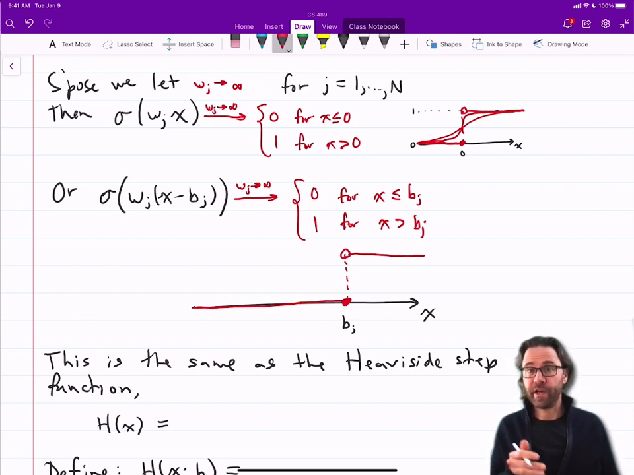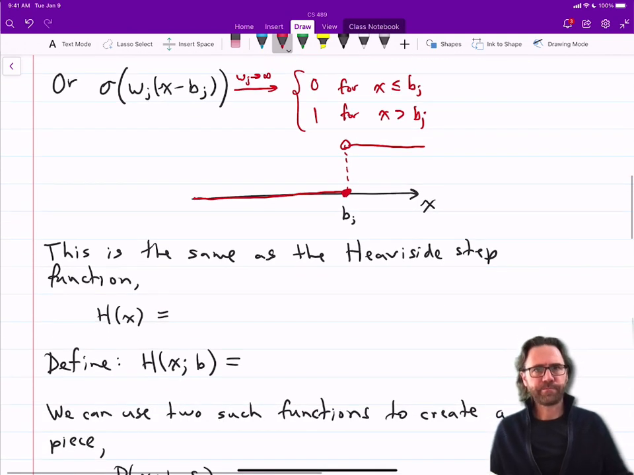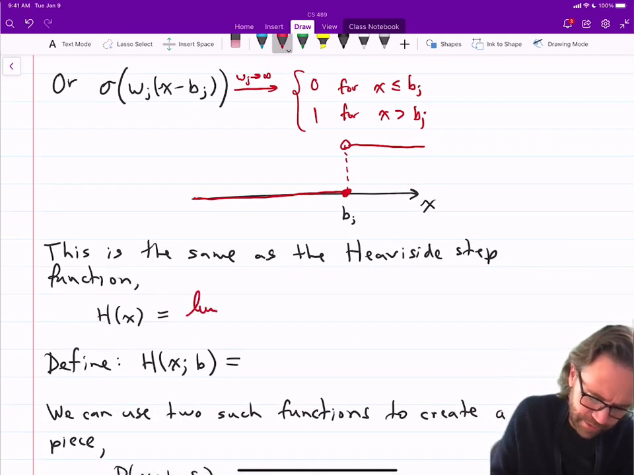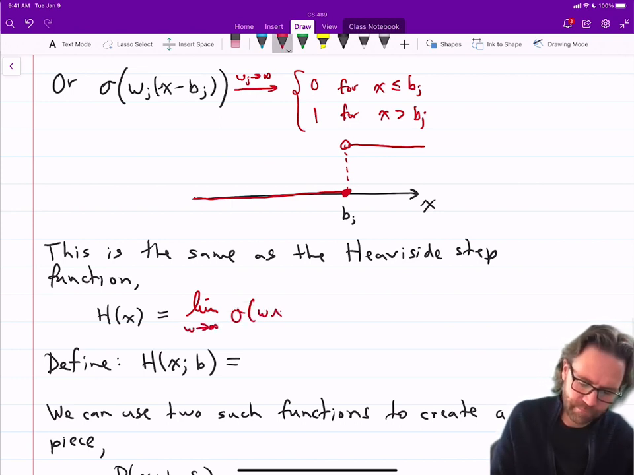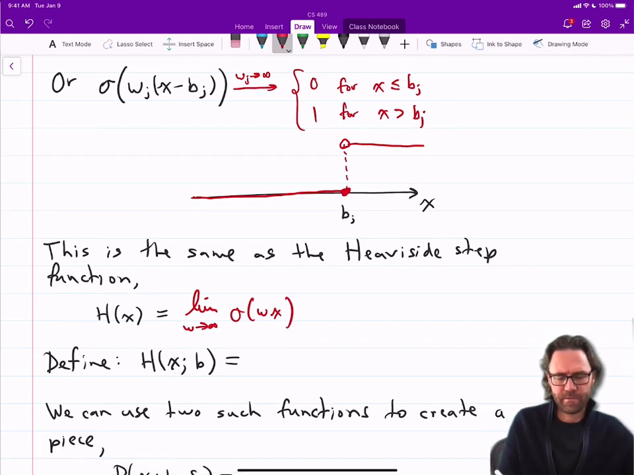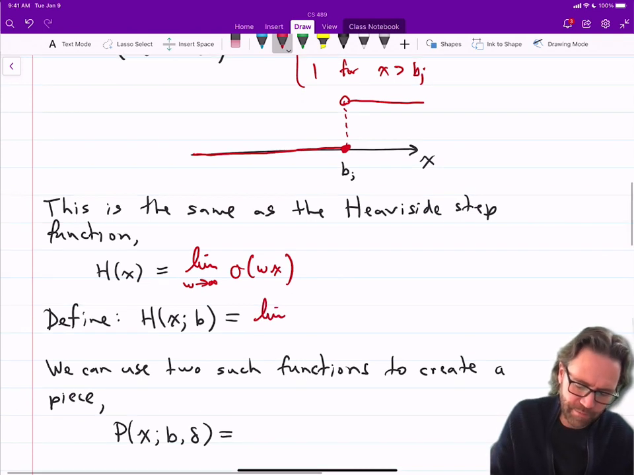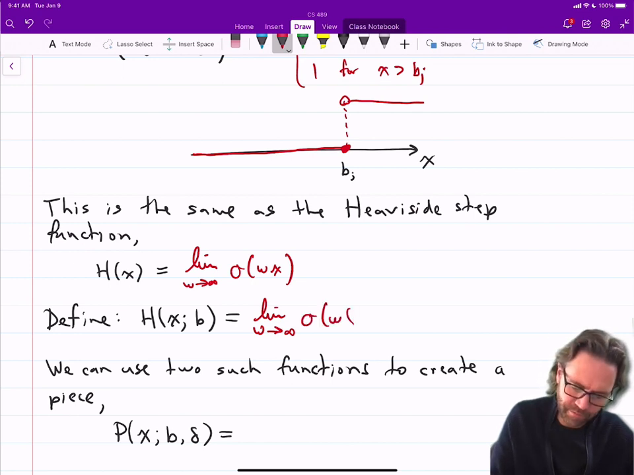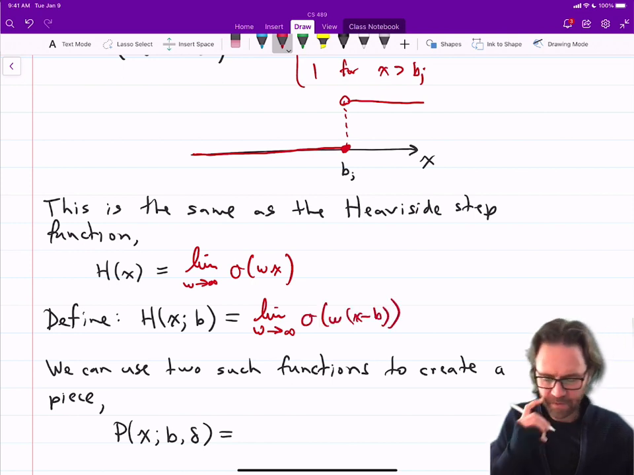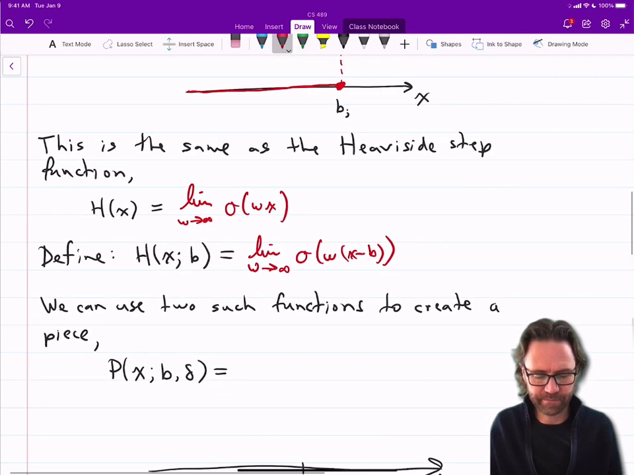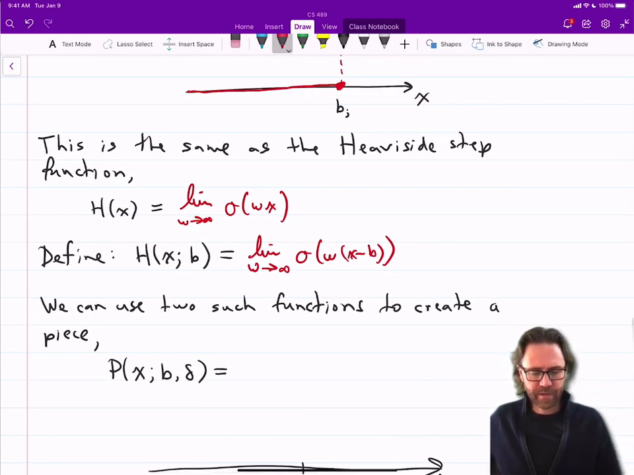So it's a shifted Heaviside step function. The Heaviside step function is just the limit as w goes to infinity of sigma w, and so we'll define the shifted Heaviside step function as the limit as w goes to infinity of sigma w times (x minus b). So this Heaviside step function has two inputs: x and the shift b.